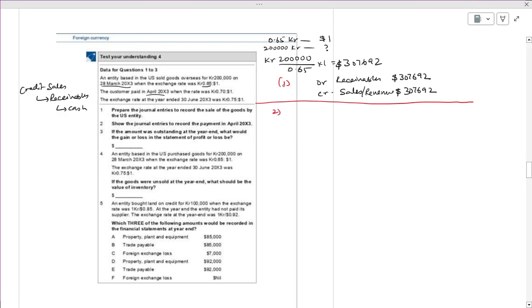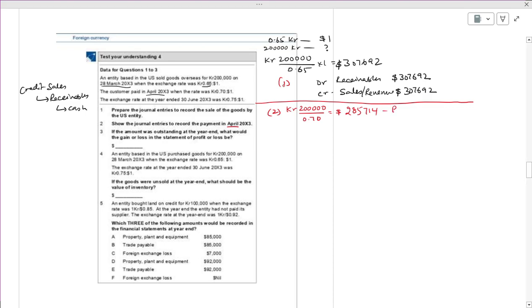Now they are making a payment. How much are they paying? They are making payment in the month of April. How much is the KR? KR is 200,000. What is the exchange rate in April? 0.70. How many dollars will be there? 285,714. Now are they paying more or paying less? They are paying less.